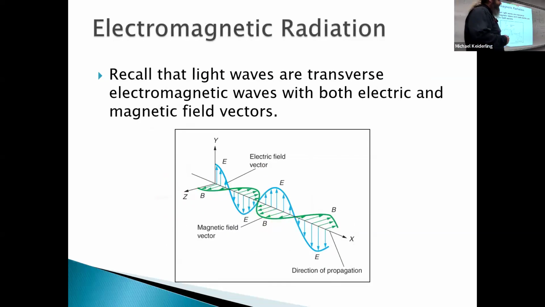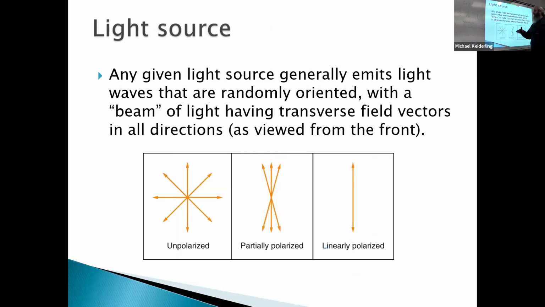Because they are transverse waves, it is possible to polarize them. That means you can take these waves and line them up so they all have the same electric field vector. There are various processes that will do this. Most light that you encounter will be unpolarized. Some of it will be partially polarized, and some of it will be linearly polarized.